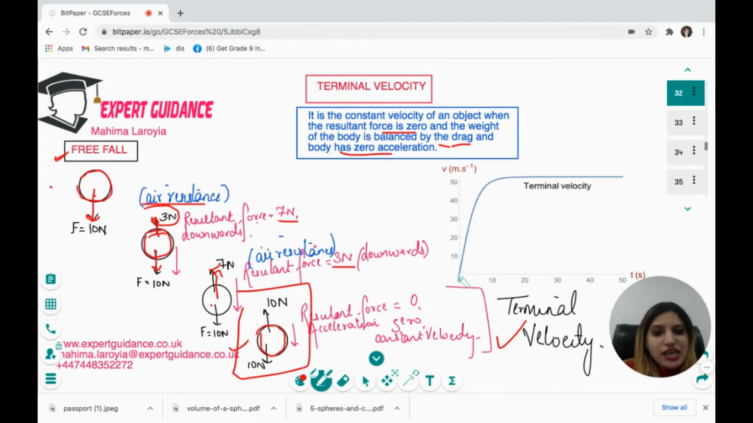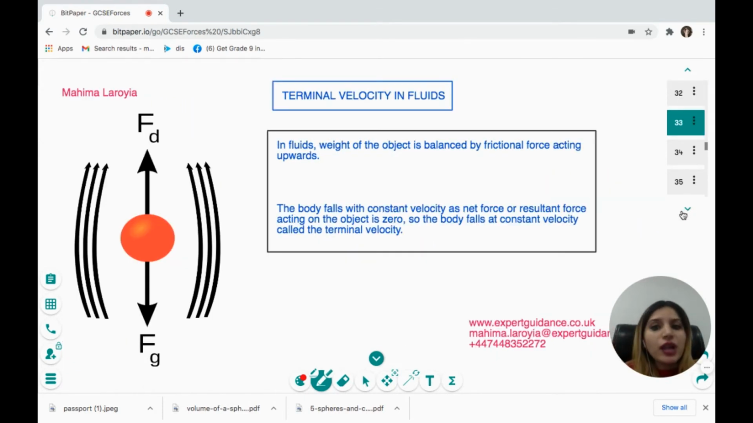So you can see here in the graph that the velocity is increasing, it means that the body is accelerating. But after some time, it comes to constant velocity, and that constant velocity is termed as terminal velocity.